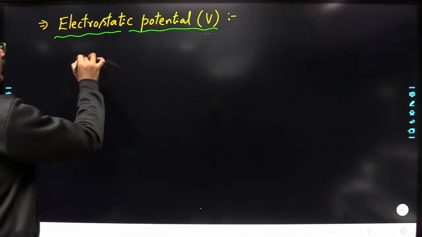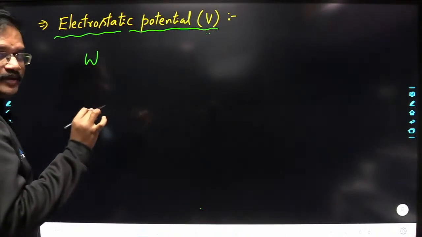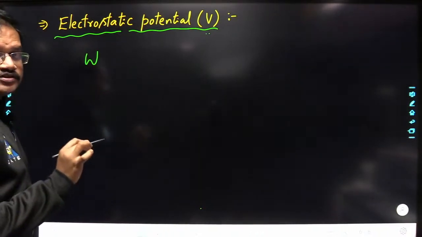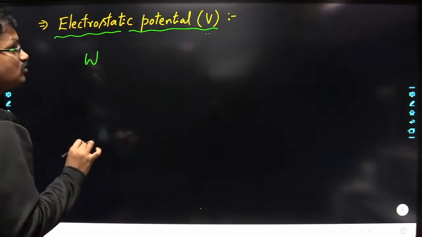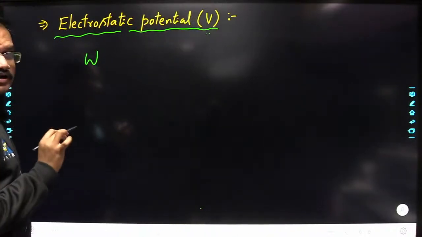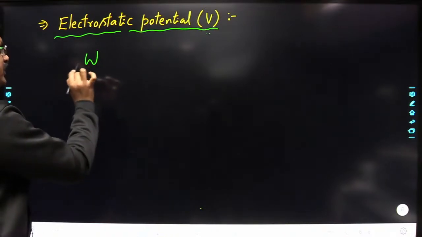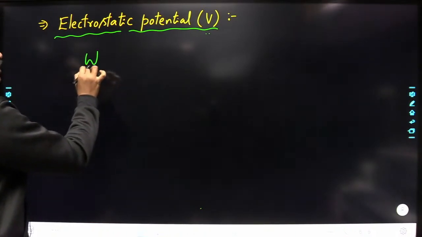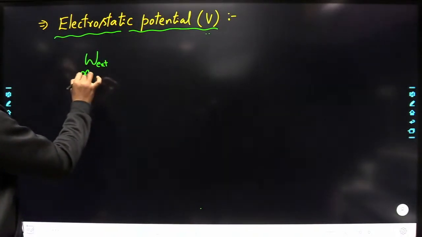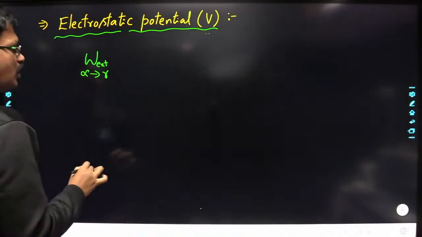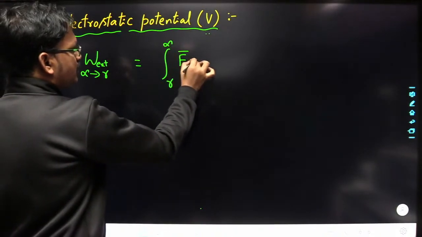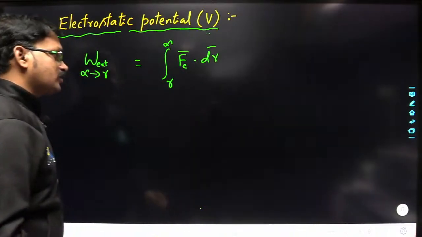Here the work done, I don't write external every time. From here onwards you have to understand that whenever I am writing work done, it is the work done by the external agent. By default, whenever I write W, you have to consider it as work done by the external agent. For the first time I am writing it here, from next onwards I don't write it. So the work done by the external agent in moving the charge from infinity to R is equal to the integral from R to infinity of F electrical dot dr bar.